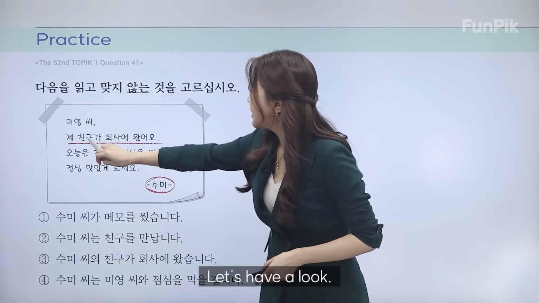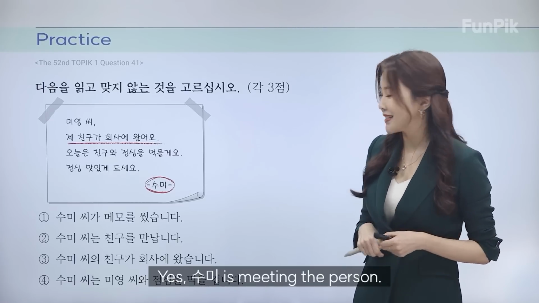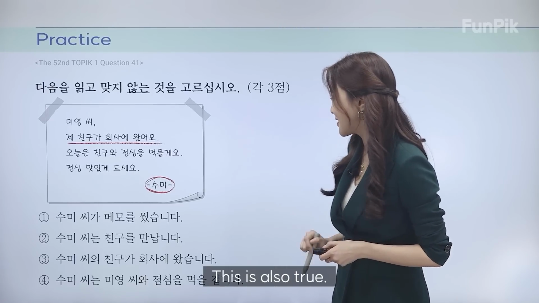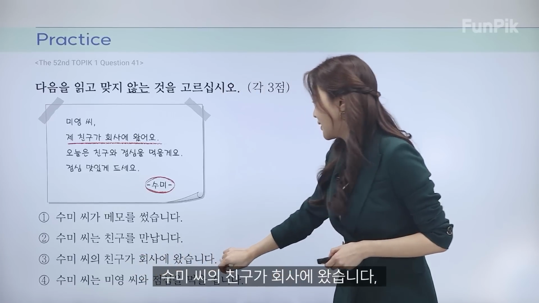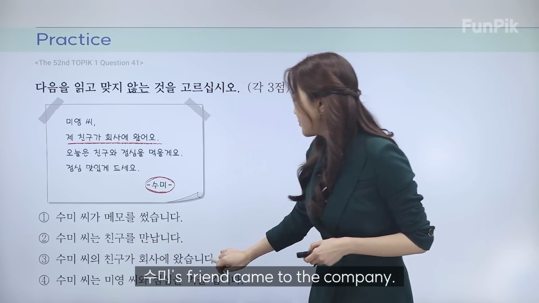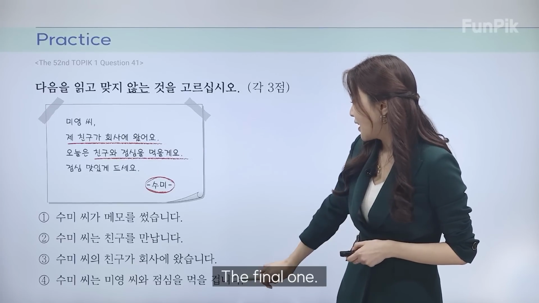Let's have a look. 친구가 회사에 왔어요. The friend came to the company. So yes, 수미 is meeting the person. This is also true. 수미 씨의 친구가 회사에 왔습니다. 수미's friend came to the company. Also true. And the final one.